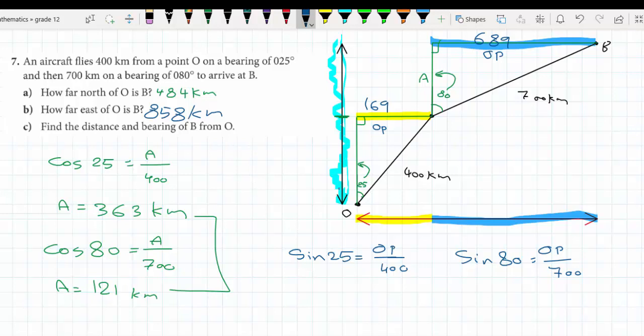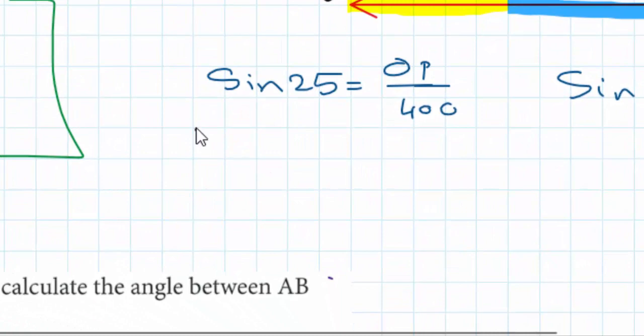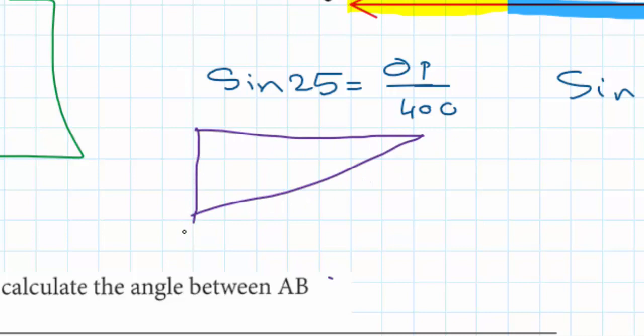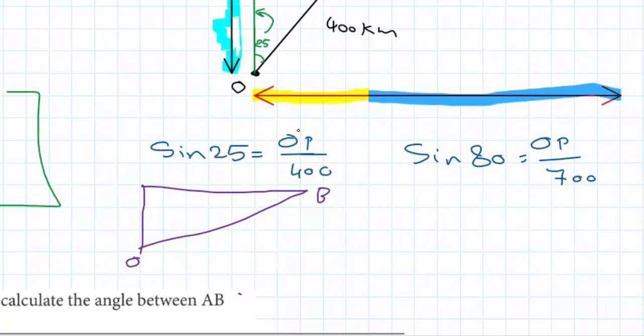This time, I'm going to use a simpler diagram because we know this length and we know this one. These two sides will help us to find the angle, which is the bearing of B from O, and then we can find the hypotenuse. Simply, we can say this is point O, this is point B. This length is similar to this one. So this length is 858 kilometers, and this length here is 484.